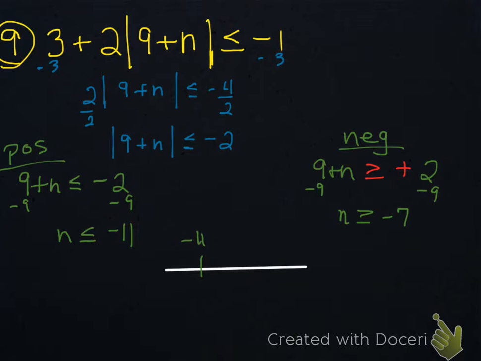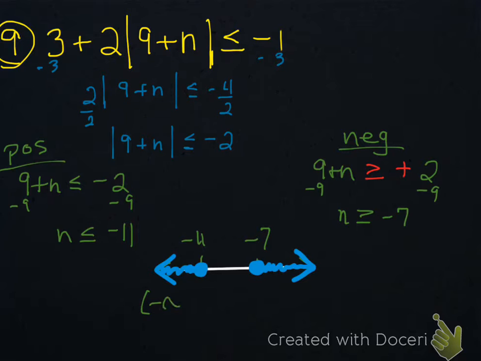So -11's on the left, -7's on the right. What kind of dots do they get? Yeah, they both have closed dots. That's awesome. My -11 is shading to the left. So that's the direction of the arrow. It's a less than. The -7 shaded to the right because it is a greater than.